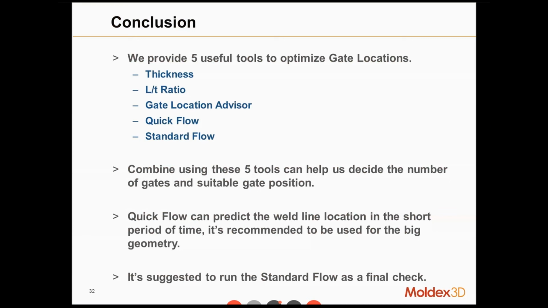In Moldex3D, we provide 5 useful tools to help us to optimize the gate location, which are thickness, adaptability ratio, gate location advisor, quick flow, and the standard flow. And we can combine using these 5 tools to help us to decide the suitable gate position and the suitable gate number. Okay. And using quick flow can help us to predict the weld line in a very short period of time.